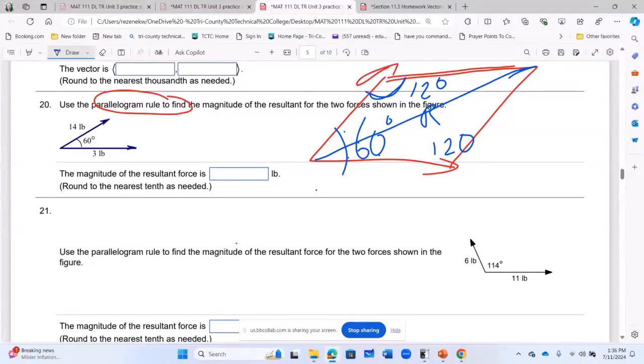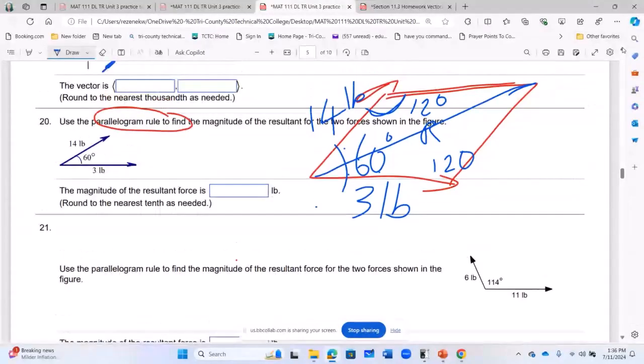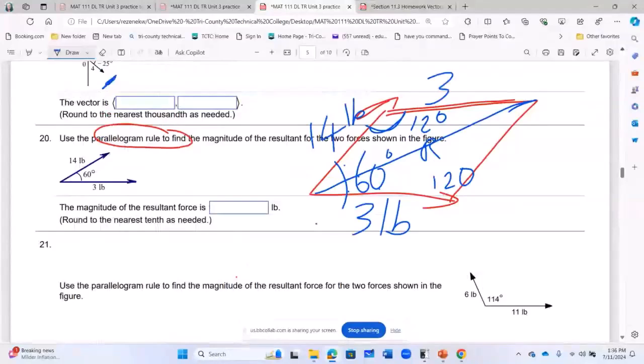So let's see what we have. We have that this force here is 14 pounds, and this force here is 3 pounds. So we have enough information to solve the problem. This is also 3 pounds. Remember that opposite sides of a parallelogram are equal.